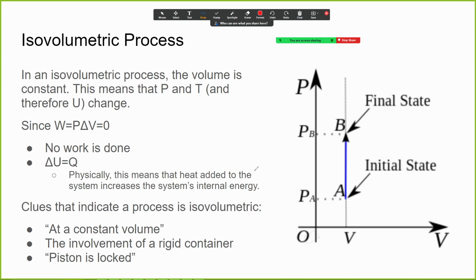So some clues that indicate that a process is isovolumetric, and I know I forgot to mention that with isobaric, but it really just is. It'll tell you if it's at a constant pressure. There's not really another way of going around that.